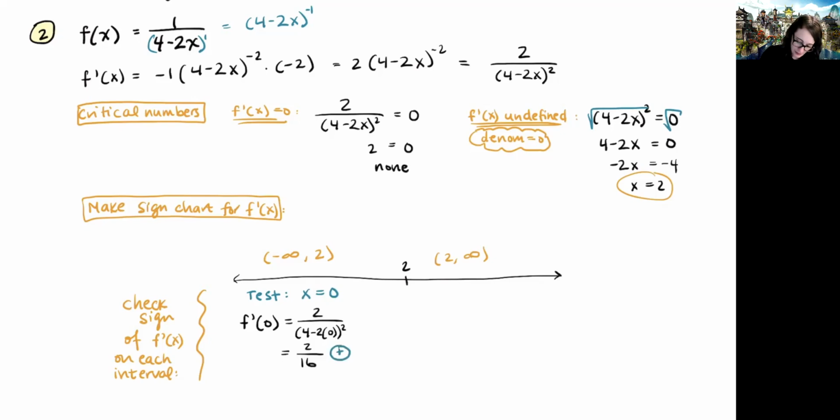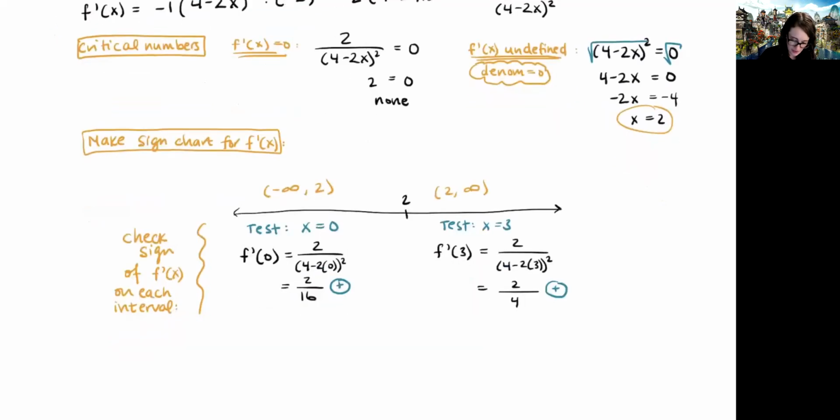All right, now we want to test a number that is bigger than 2. So how about 3? We're going to plug that 3 into the derivative function. Up top, we'll get a 2. Down bottom, we've got 4 minus 6, which is -2, and then we're squaring that. And so that's a 4. Now again, this is 1/2, but I only care that this is a positive value. So what this means is that the function's increasing before 2, and then it continues to increase after 2.